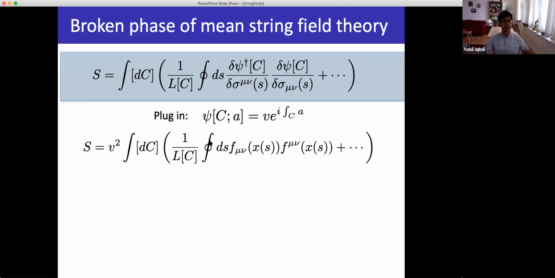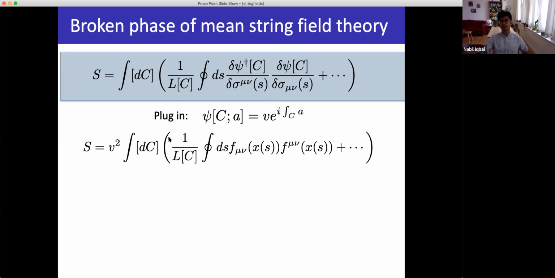Okay, good. So I have this string field ansatz, and now I'm going to plug this into this action. All the fun comes from the kinetic term, so let me focus on the kinetic term. What happens if I do this? Well, you can see that these area derivatives are going to bring down factors of f, because the area derivative always takes the derivative of these gauge fields. So you end up getting an f squared from this term and an f from this term. I end up getting a factor of v squared out front from this v over here. And what you see is I have some sort of complicated integral over curves of f mu nu, weighted in some fashion.